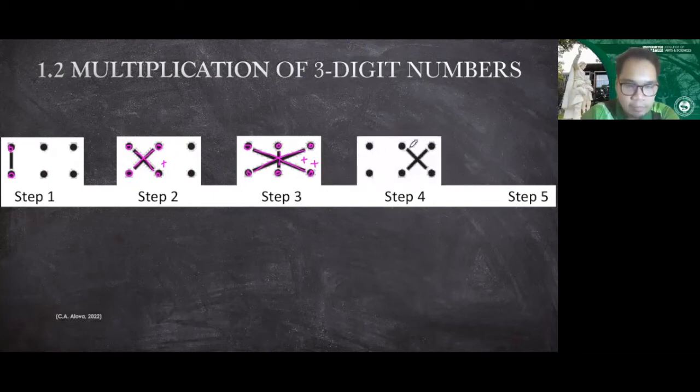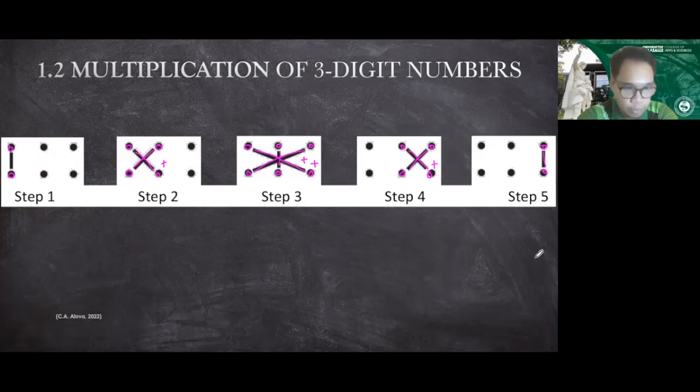And for step 4, we're going to multiply the tens digit of the first number by the ones digit of the second number, and add that to the product of the first number's ones digit and the second number's tens digit. And then lastly, vertically multiply the ones digit by the ones digit. Now, it may seem like a tedious step to do, but with much practice, believe me, it's going to be faster compared to the blanket method.